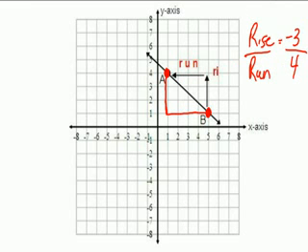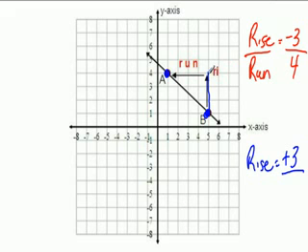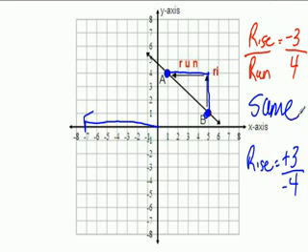Now, if we went from B to A, we're going to go up 1, 2, 3. So we're going to rise a +3, and then we're going to move in the negative direction, because on our number line to move this way means to move negative. So 1, 2, 3, 4. So -4. So the first one is -3 over 4, and the second one is +3 over 4. But they mean the same thing.